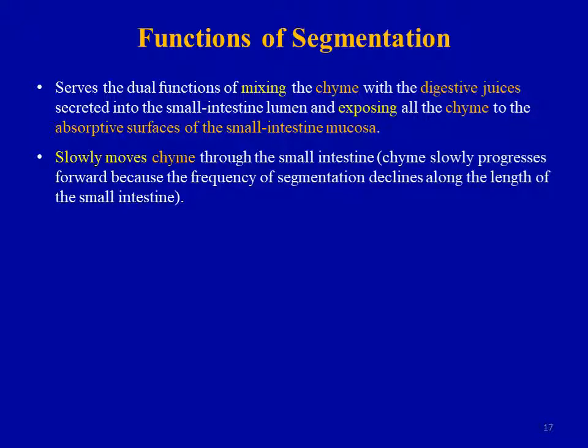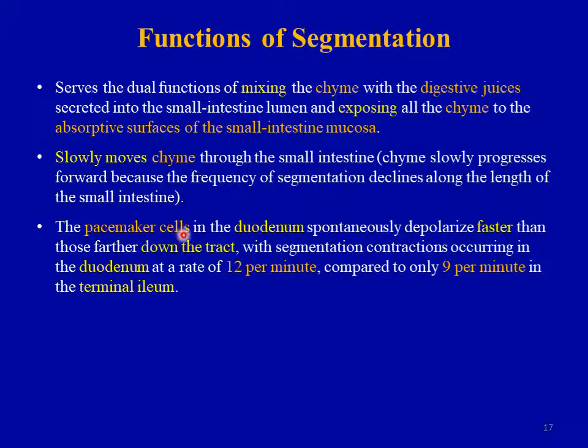Also, segmentation slowly moves chyme through the small intestine. Chyme slowly progresses forward because the frequency of segmentation declines along the length of the small intestine from 12 per minute to 8 or 9 per minute, as I said previously. The pacemaker cells in the duodenum spontaneously depolarize faster than those farther down the tract, with segmentation contractions occurring in the duodenum at a rate of 12 per minute compared to only 9 per minute in the terminal ileum.